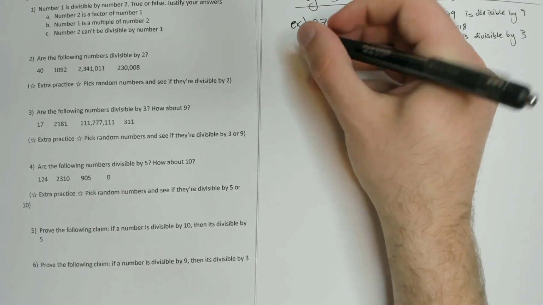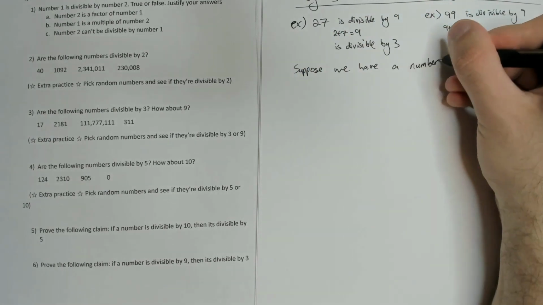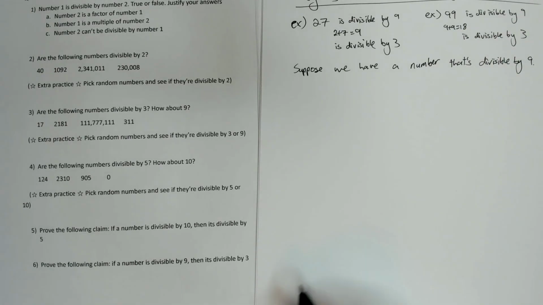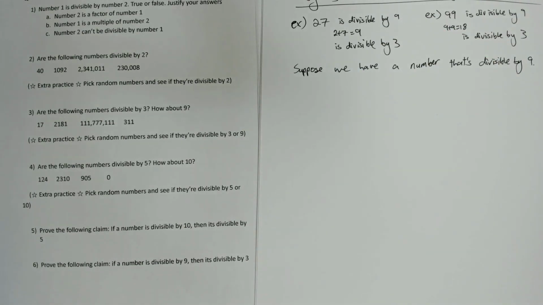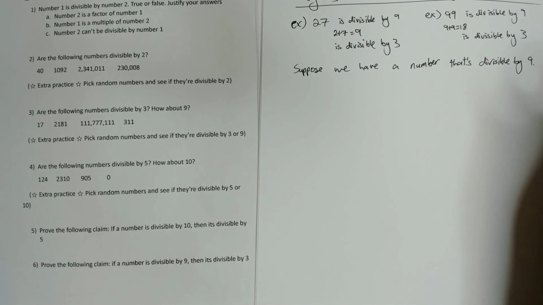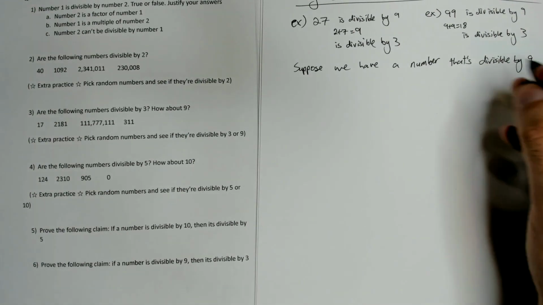So let's start by supposing we have a number that's divisible by 9. All right, so we don't know anything about this number. It could be any number. All that we know is it's divisible by 9. And now we want to show it's divisible by 3. If we show that, we'll know that any number that's divisible by 9 is also divisible by 3.